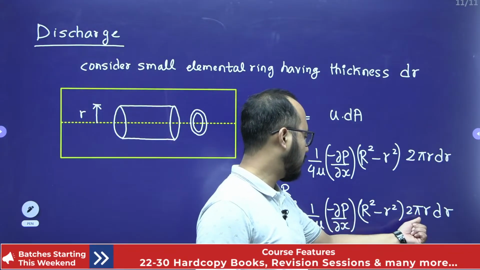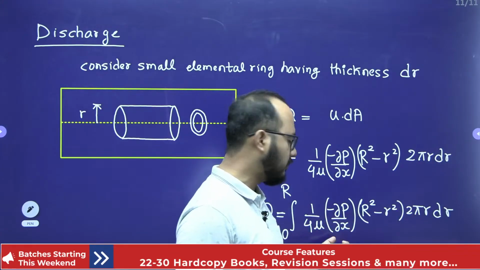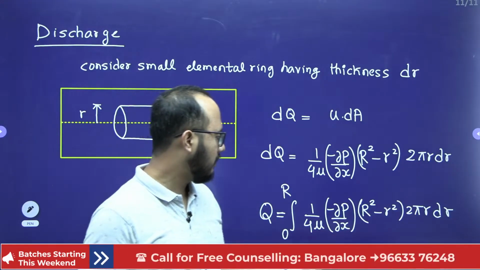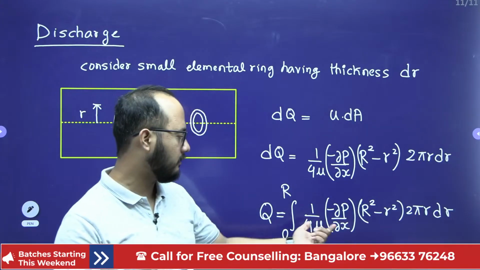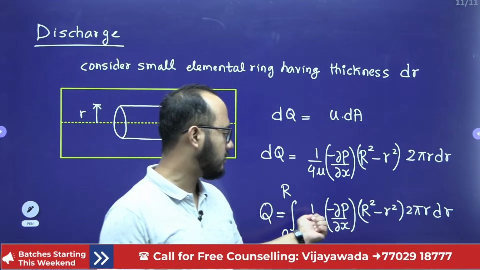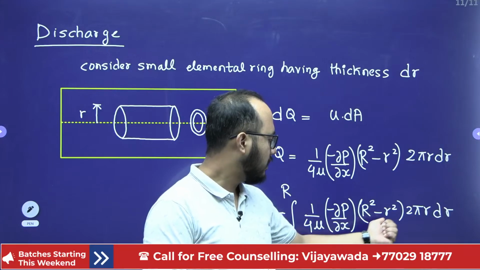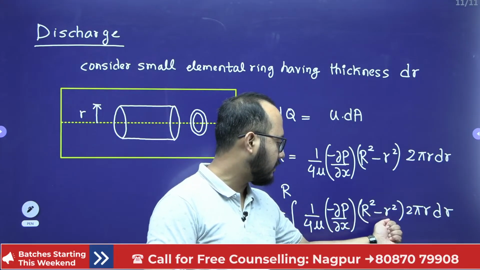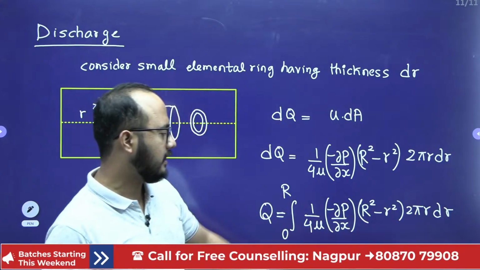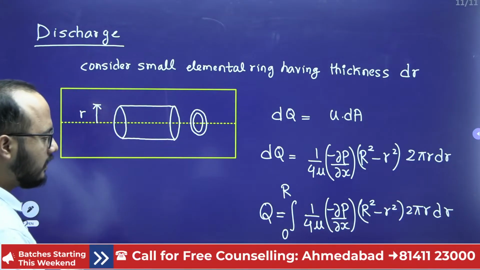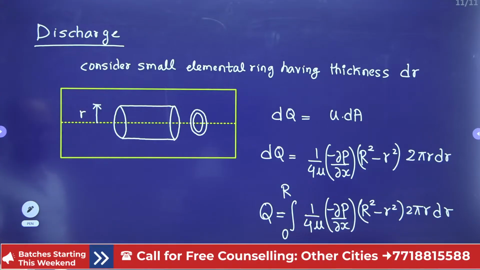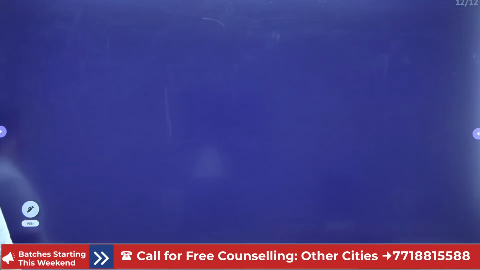Okay, so 2 pi again common part, 1 by 4 mu again common part, take it out of the integral, and minus dou p by dou x is also a constant part. So just take it out from the integral. So r you need to multiply here, and this one also becomes r cube. Okay, and here it will be r into capital R square. Just integrate. Okay, so what will be the answers, guys? Please tell me first.